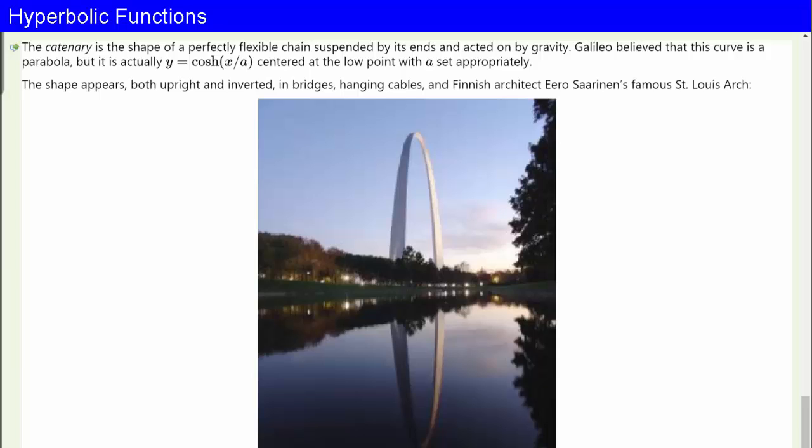Galileo believed that this curve is a parabola. The great Swiss mathematician Jacob Bernoulli challenged the mathematical community to determine the equation of the curve. And the problem was solved independently by Leibniz, by Huygens, and by a relative of Jacob Bernoulli, Johann Bernoulli, all of them giving their solutions in 1691.